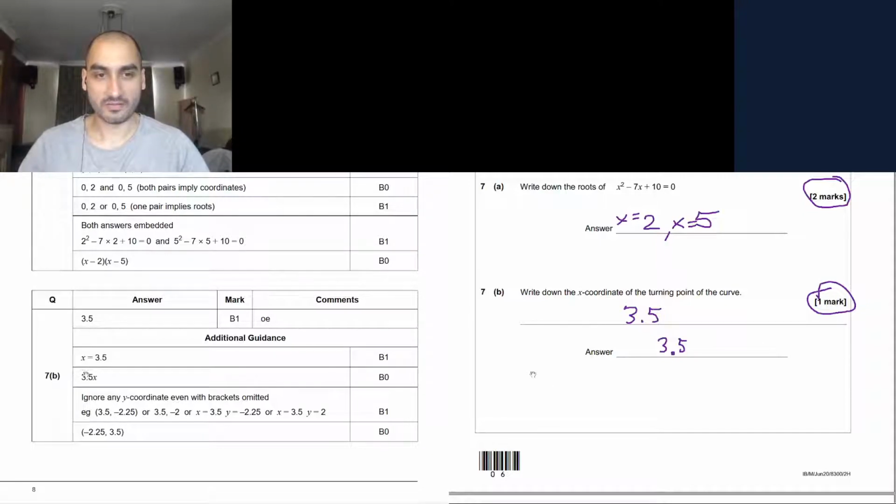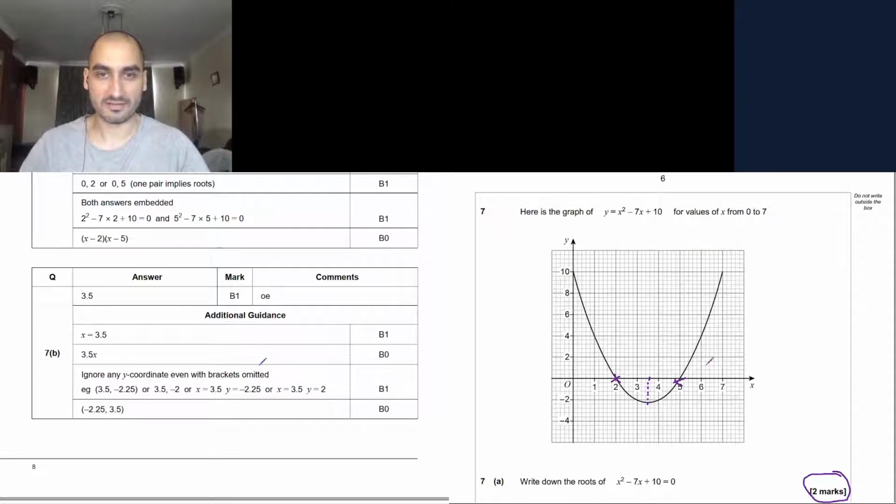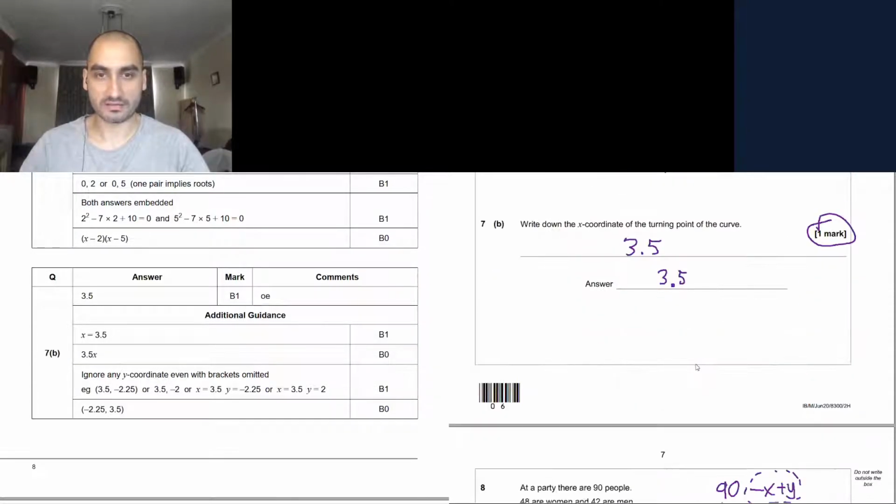Why do they give you a mark if you say 3.5x? 3.5x is not a valid way of writing it. Oh, no, they're saying if you wrote 3.5x, you get 0. That's what this B0 means. Interesting.